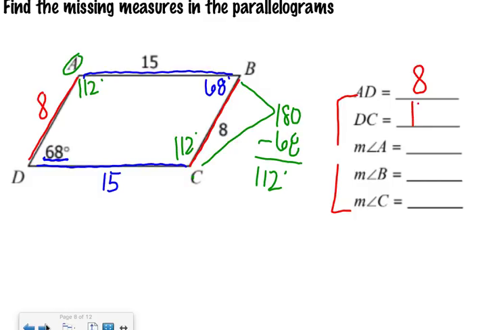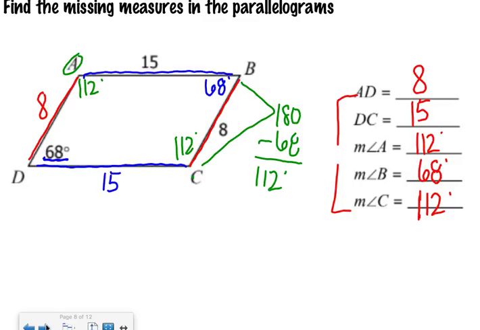DC is 15. Measure of angle A is 112. Measure of angle B is 68. Measure of angle C is 112. Let me just check my notes, make sure we're good to go there. 8, 15, 112. Yep, everything checks out, I hope.